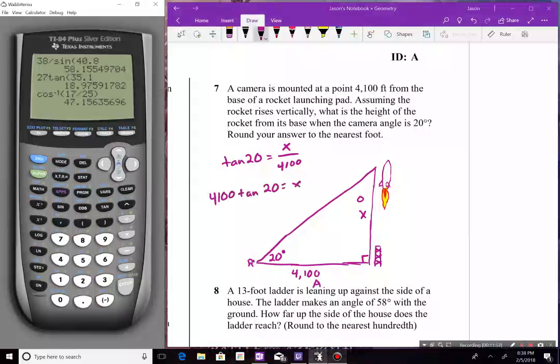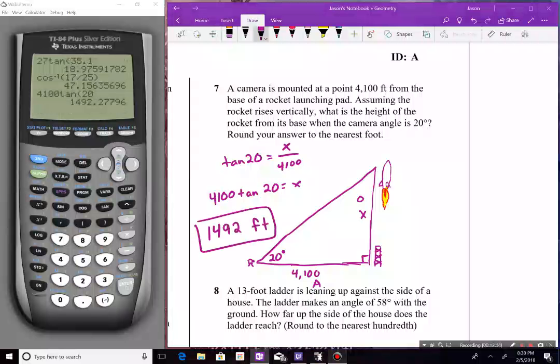Go to our calculator. 4100 tan 20. And our answer, we want this to the nearest foot, so we are going to go with 1492 feet. And there's our final answer.